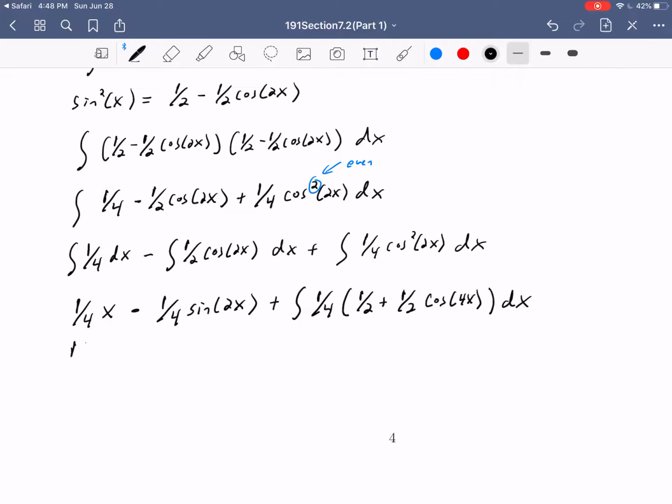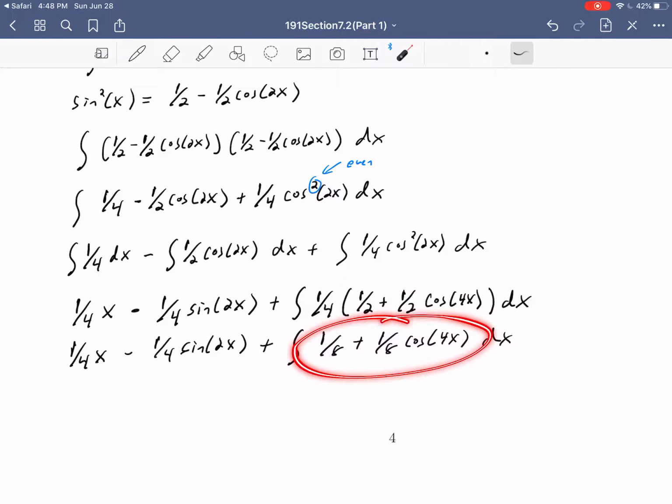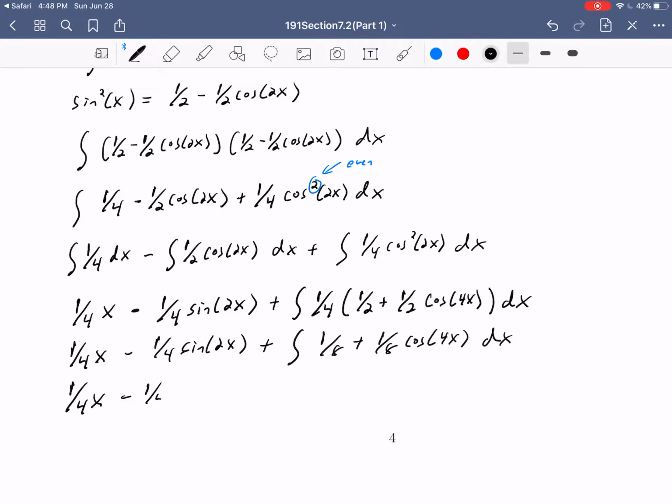Let's go ahead and simplify a little bit. We've got 1/4 x minus 1/4 sine 2x plus the integral of 1/8 plus 1/8 cosine 4x dx. Okay, we still have an integral to do, but everything is nice and easy now. This is a constant. This is a trigonometric function, yes, with a linear substitution, but we're comfortable with that. 1/4 x minus 1/4 sine 2x plus 1/8 x plus, we'll get an extra factor of 1/4, and the integral of cosine is sine, so we get 1/32 sine 4x plus c.